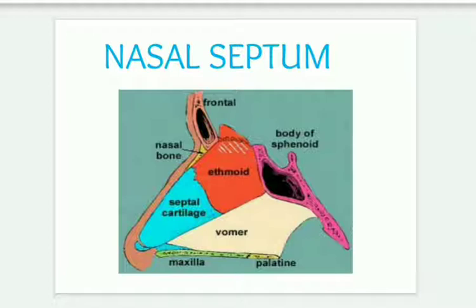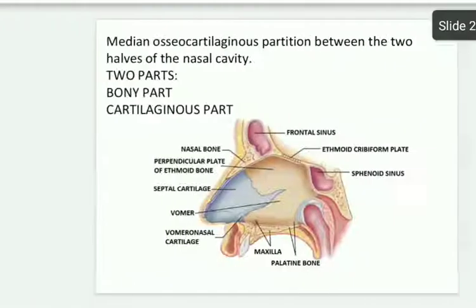In this way, keeping a pyramidal shape, you draw one middle perpendicular and name it as ethmoid, septal cartilage, your vomer bone, and below maxilla and palatine. And at its sides we have frontal and body of the sphenoid. This is a diagram, very shortly we can draw.